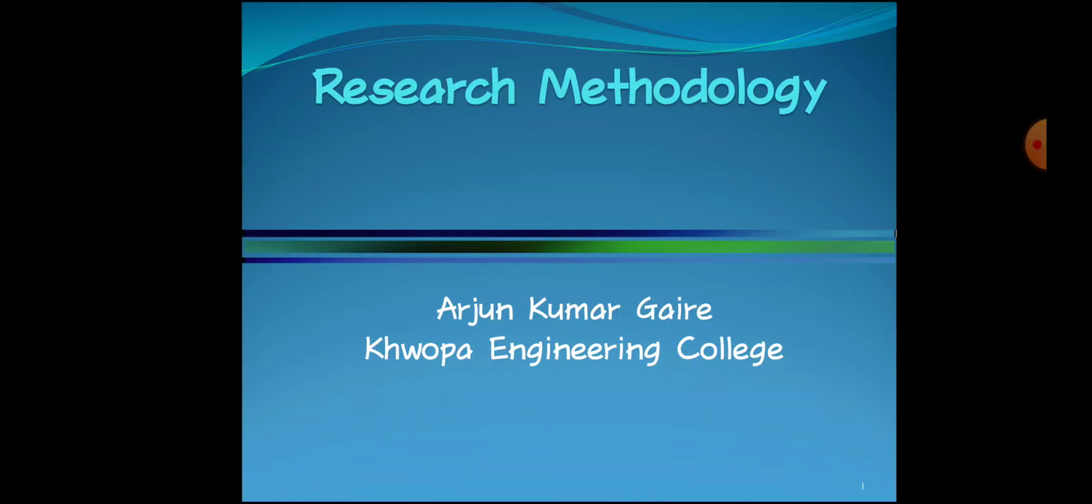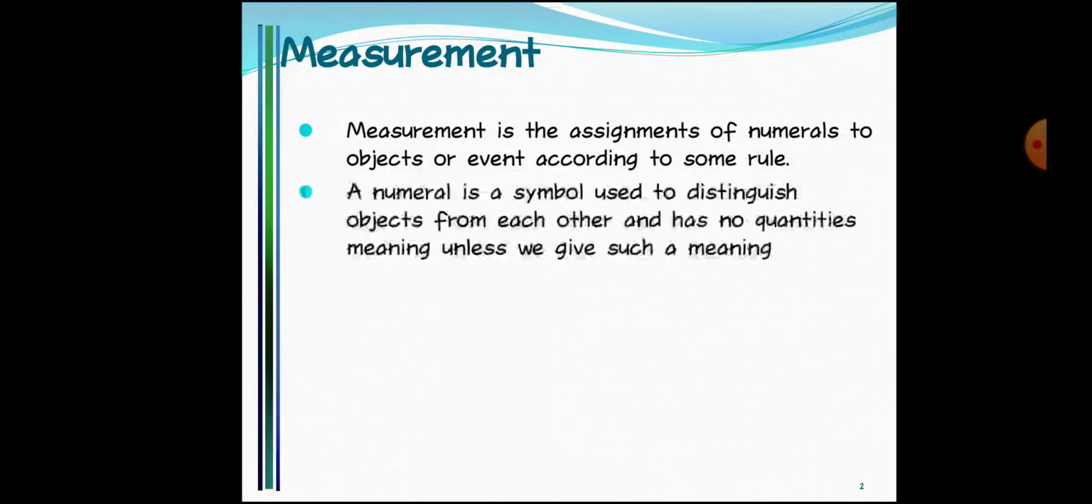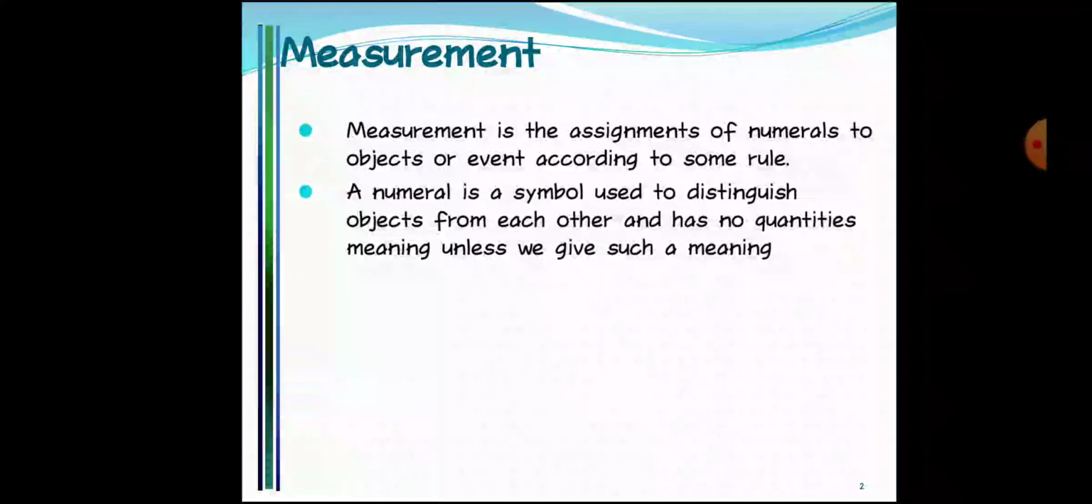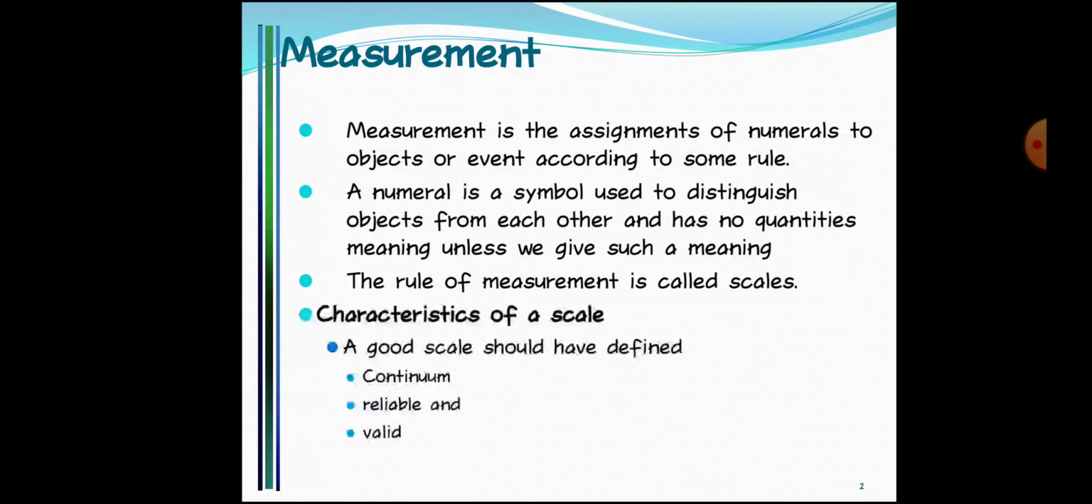Today's topic is reliability and validity from the subject research methodology. Measurement is the assignment of numerals to objects or events according to some rule. A numeral is a symbol used to distinguish objects from each other and has no quantitative meaning unless we give such a meaning. The rule of measurement is called scales.